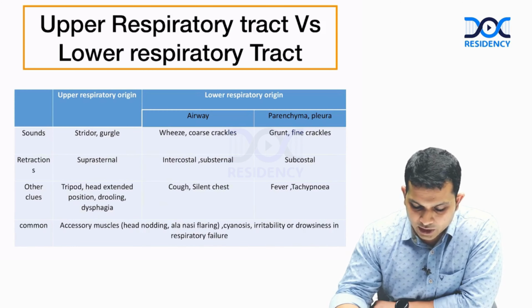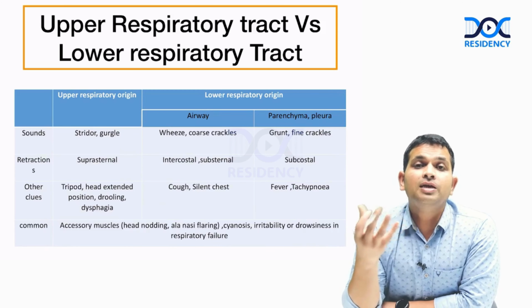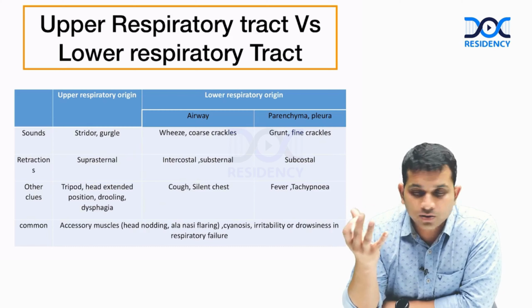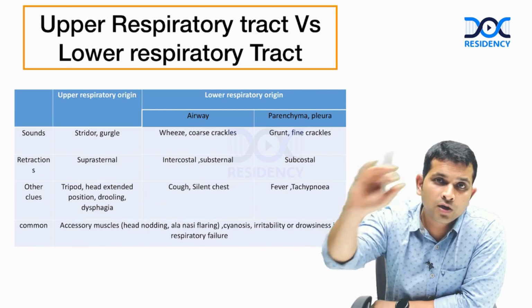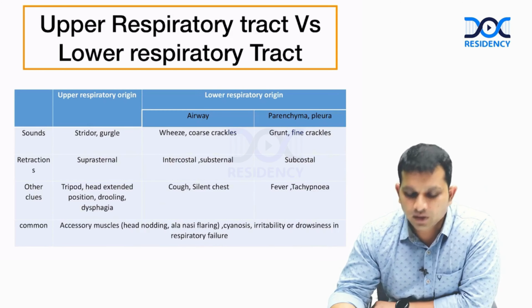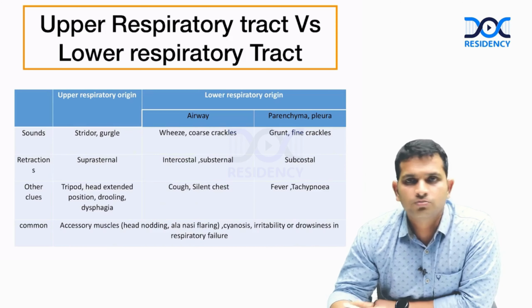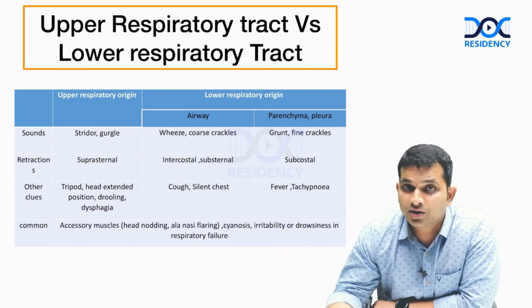When we talk about lower respiratory, you have cough, sometimes silent chest, so you are not breathing in or breathing out, like in asthma. You have a complete closure of the airway, so there is no air going in and coming out. Then another feature in parenchymal involvement is fever. Basically you have pneumonia, so you're going to have fever, tachypnea, retractions, all those things.